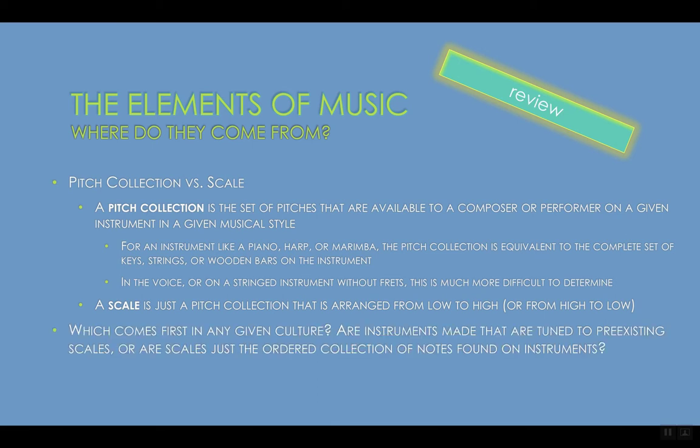What do they mean? And then another question to ask is, which comes first in any given culture? Are instruments made that are tuned to pre-existing scales, or are scales just the ordered collection of notes found on instruments? So let's assume there's a culture like the European culture that had European chant melodies, and those melodies already exist.